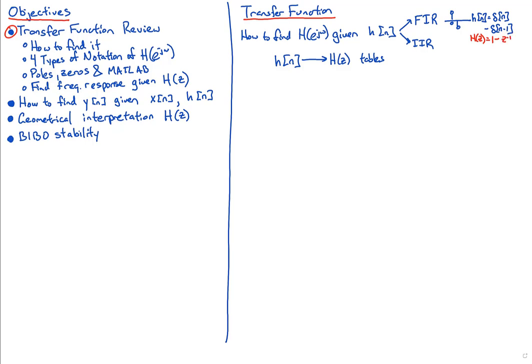Okay. Actually, the same thing works for IIR. If it's an IIR, I'd have to give you a function, something like, I don't know, u of n. And then your H of z for that, you'd look up in your tables, and that would be 1 over 1 minus z to the negative 1.